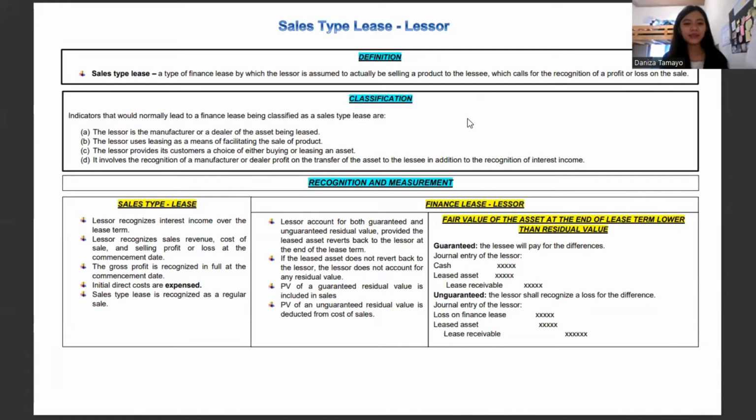So I'm Daniza Tamayo, and now we're on sales type lease from the point of view of the lessor. As we start, we'll consider this vital question: who is the lessor? It's important to know since finance lease accounting is dependent upon who the lessor is.